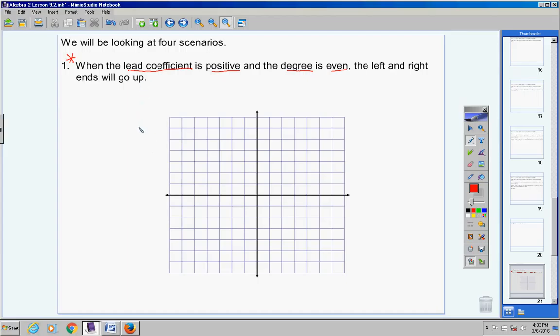In your notes, please. I'm going to kind of ramble while you're doing that. We have not talked yet about what lead coefficient is. Let me explain that to you now. I would take some good notes on this, okay?